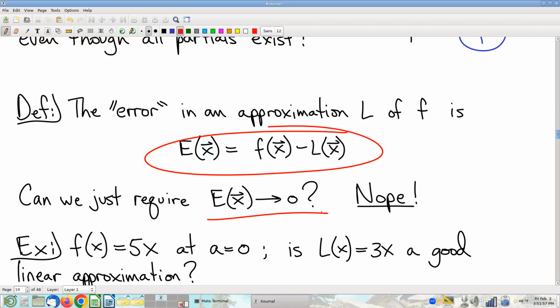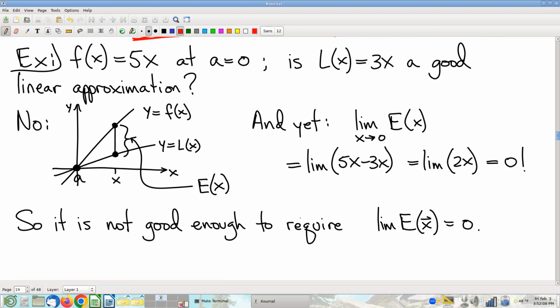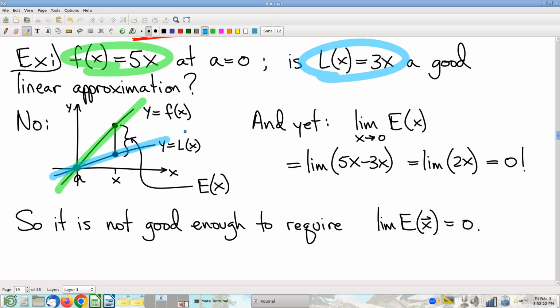All right, now, next question. Is this good enough? This requirement, can I just say, look, I just need the error to approach 0 and that's going to solve all my problems? Actually, it doesn't. Tragically, look at this example. Here's a function, 5x. Here is a candidate linear approximation, right? This function shows up and says, hey, I think I'm a good linear approximation of your function f. How do we reject this? Can we reject it by claiming the error doesn't approach 0? Nope.